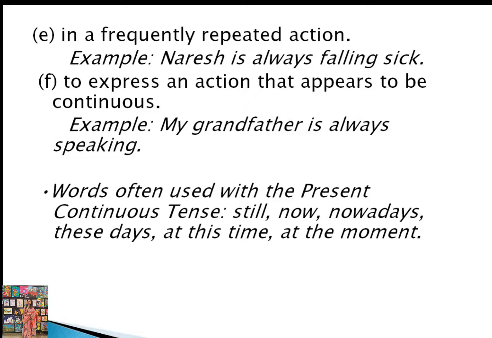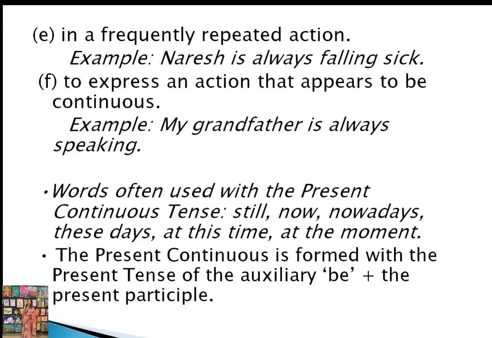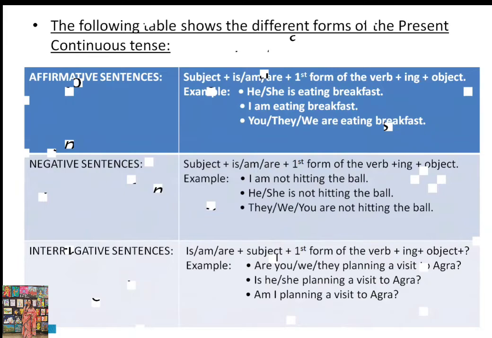Words often used with present continuous tense are now, nowadays, still, at this moment. So at this moment you are listening, right? So listen is the first form of verb, and then I have added ing with the first form of verb in order to form the present continuous tense. So present continuous tense is formed with the present tense of the auxiliary be. I have already explained the be verbs, which are am, is, are, plus the present participle. What is the present participle? Let us come to know now.